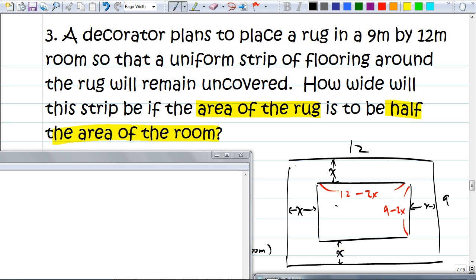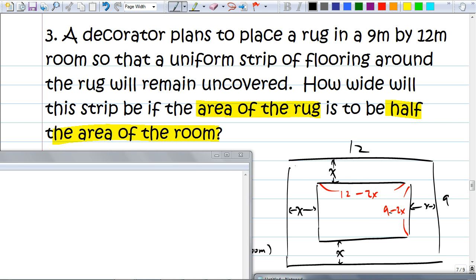So what's the dimension of this rug then? You see how the whole thing is 12 by 9? So it's 12 minus, is it just x or 2x? 2x, because you have x on the left and x on the right. And is it 9 minus 2x or 9 minus x? 2x, exactly. Do you see what it looks like? Once you know what it looks like and figure out the length and width of the rug, this problem is really easy.